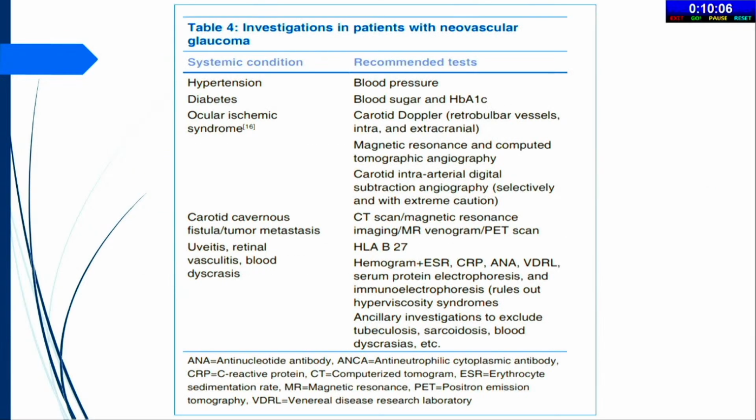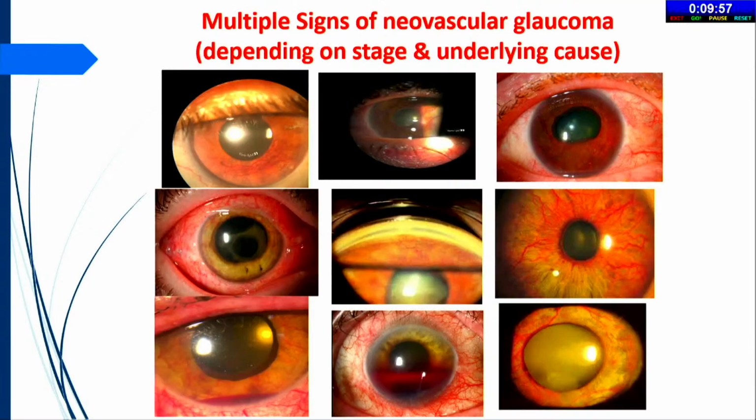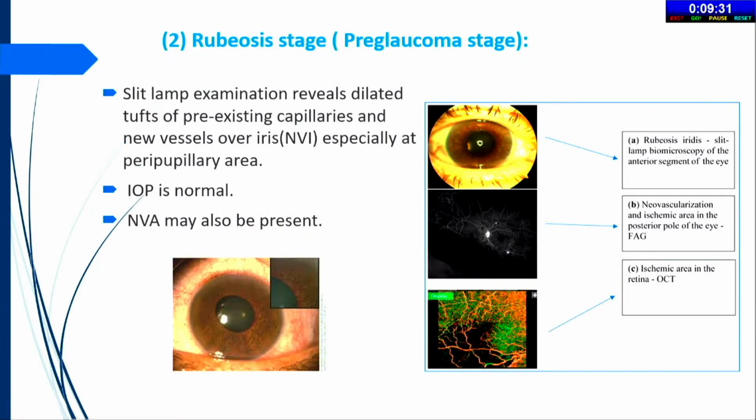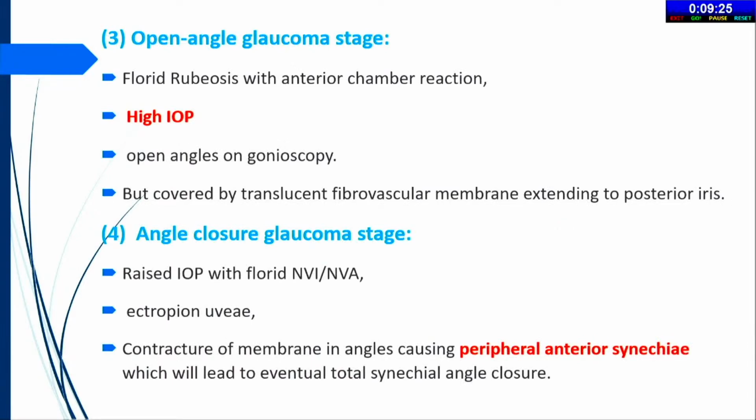Besides ocular investigations, you can do systemic investigations depending upon the cause, maybe for hypertension, diabetes, and many other things. So this is the varied presentation of neovascular glaucoma, and you should have a clue for each and everything because there are so many stages. It can start with the pre-rubeotic stage, where there are no iris vessels. It can go into the rubeotic stage, where there are vessels but no high pressure. Then open angle glaucoma, where there is high pressure. Angle closure glaucoma is the one very typically seen with corneal edema, and last is the burnt out stage. In the earlier stages, we should do gonioscopy to find out whether there are new vessels or not.